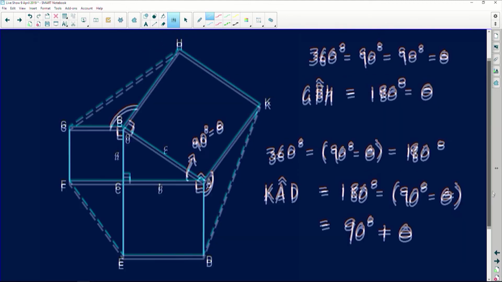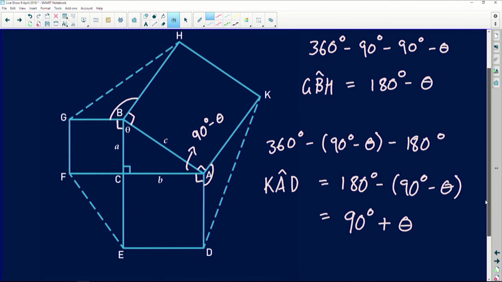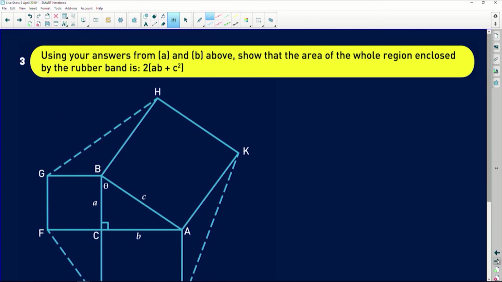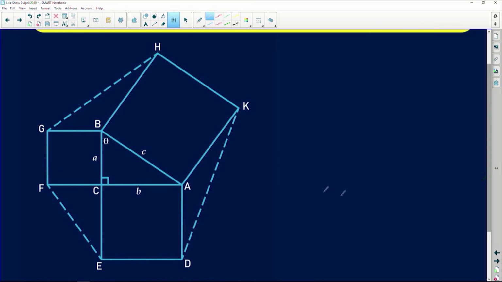Okay, guys, so that's those two questions done. Let's have a look at the very last question. So it says here, using your answers from A and B above, show that the area of the whole region enclosed by the rubber band is 2AB plus C. Okay, so what they want us to find over here is the whole area of this enclosed region by the rubber band.